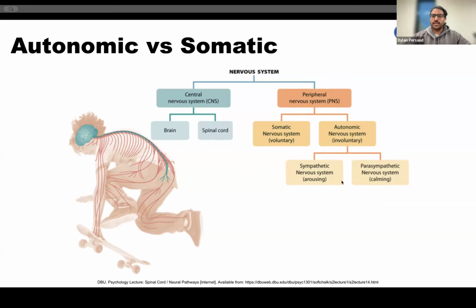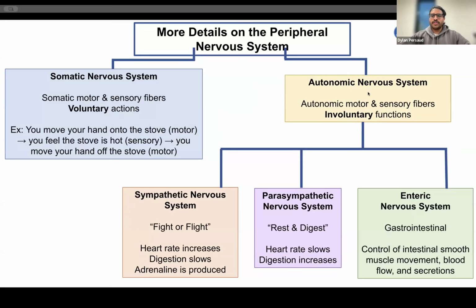And then from there, we have our sympathetic and parasympathetic. So sympathetic, fight or flight, parasympathetic is rest and digest. It's a good way to think about it. And just some more details. So we have the somatic nervous system, again, which is our voluntary action. That's our somatic motor and sensory fibers. So what we were talking about before, when you touch the hot stove, that's all part of somatic nervous system. Whereas our autonomic nervous system is our involuntary functions and consists of autonomic motor fibers.